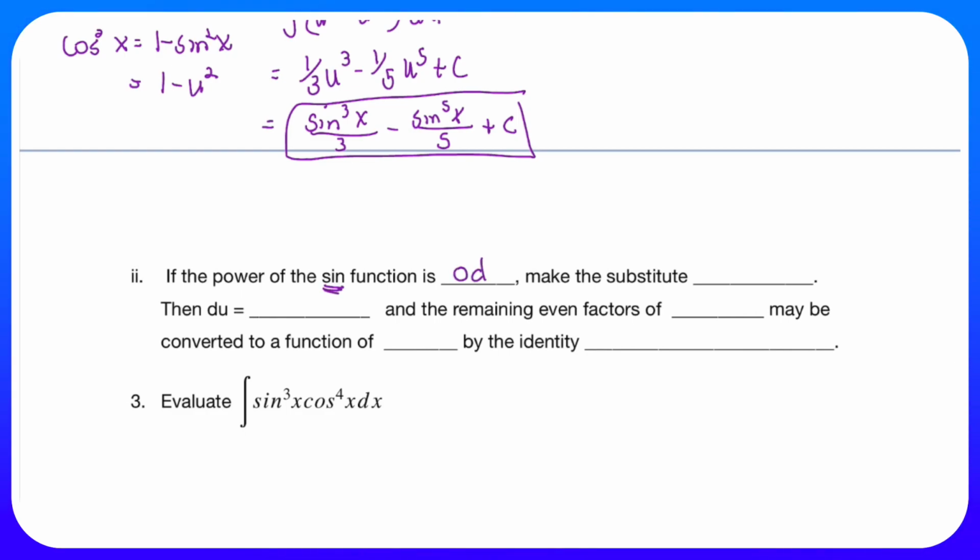Now if the power of the sine function is odd, we will make u equal to cosine of x. And so du is going to be equal to negative sine of x dx. The remaining even powers of sine may be converted to cosines using, again, the Pythagorean identity, where sine squared of x is equal to 1 minus cosine squared x.